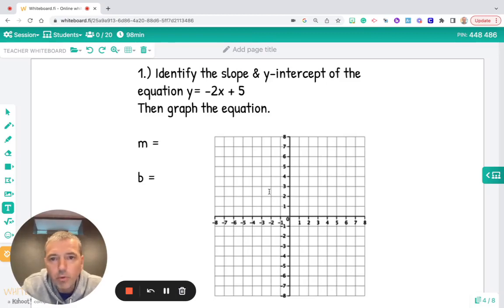Hey guys, let's answer question number one. Identify the slope and y-intercept of the equation y equals negative 2x plus 5, then graph the equation.